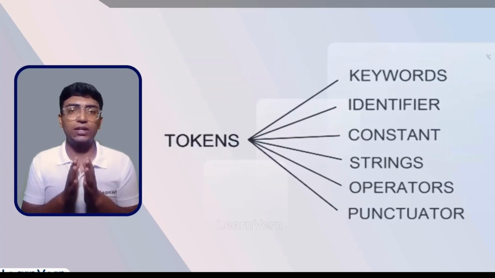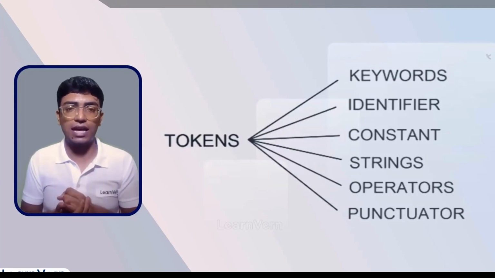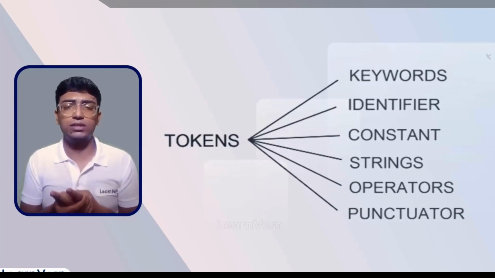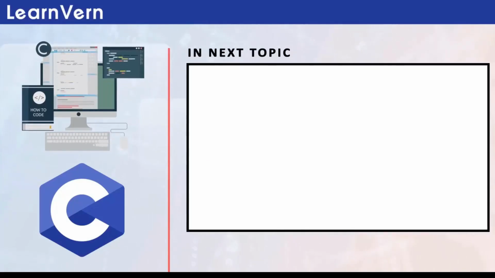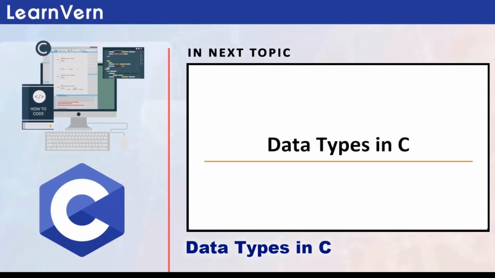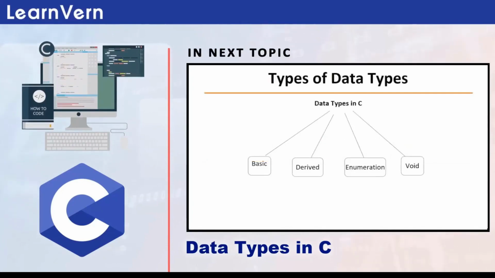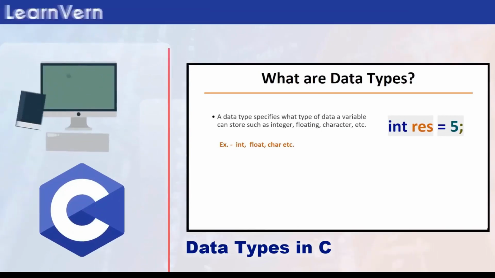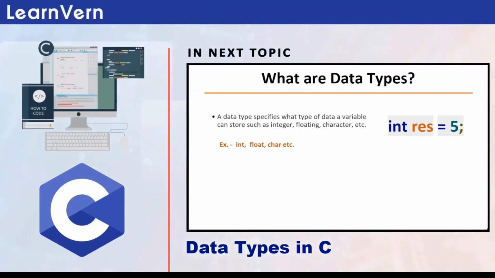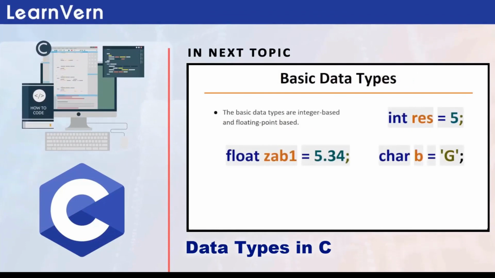So we have seen all these tokens: constants, special characters, identifiers, keywords, strings, and operators. Next we will see what data types are in the C programming language. We have written int over here, but till now we have not understood its meaning. What is int doing here? What is its requirement? This int is a data type. In the next video, we will understand what this int means and how it works. Till that time, thank you everyone.